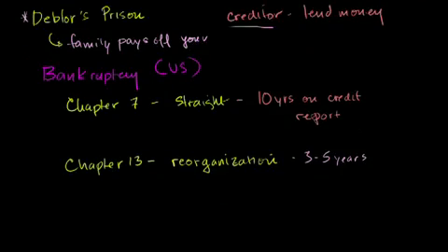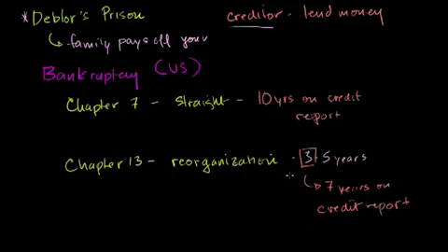And so, in general, they're going to come up with a plan for you to pay back your creditors over 3 years. And then after that, it's going to show up on your credit report for another 7 years. So in general, from the time you file until the time it leaves your credit report, it's going to be 10 years, just like Chapter 7.